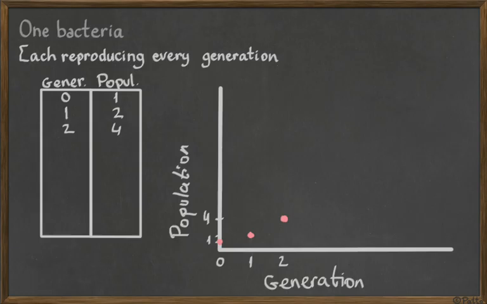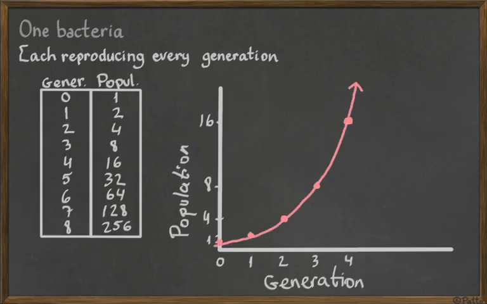So what will happen in the next generations? Is the population going to keep growing like this? Or is it going to be growing a different way? What do you think? Let's see. Let's put a number here. In the third generation, every one of those 4s are going to be reproducing, and they are going to end up making 8. And in the fourth, 16, and then in the fifth, 32, and then 64, 128, 256.